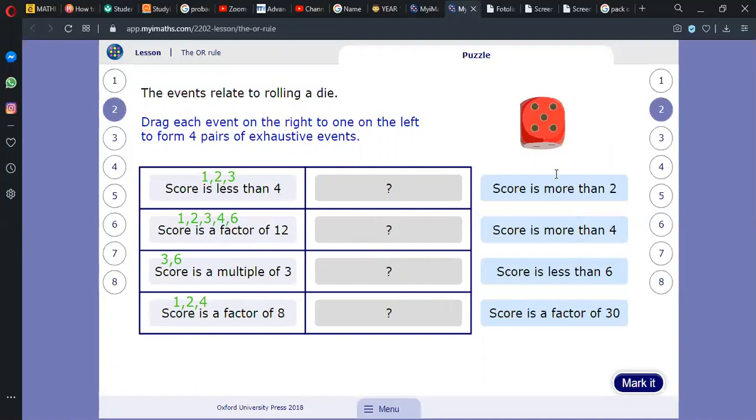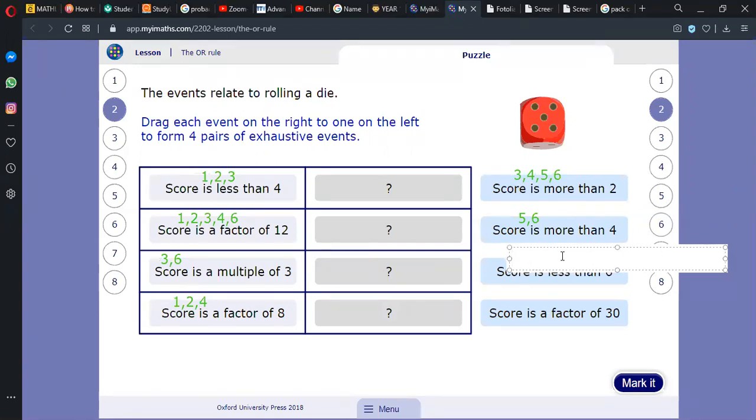So let's take a look at the ones we have here. Score is more than 2. For score is more than 2, you expect 3, 4, 5, and 6. And also, the next one, you have score is more than 4. For score is more than 4, you have 5, you have 6. It's only 5 and 6. There are no numbers more than 6 on a die. Score is less than 6.